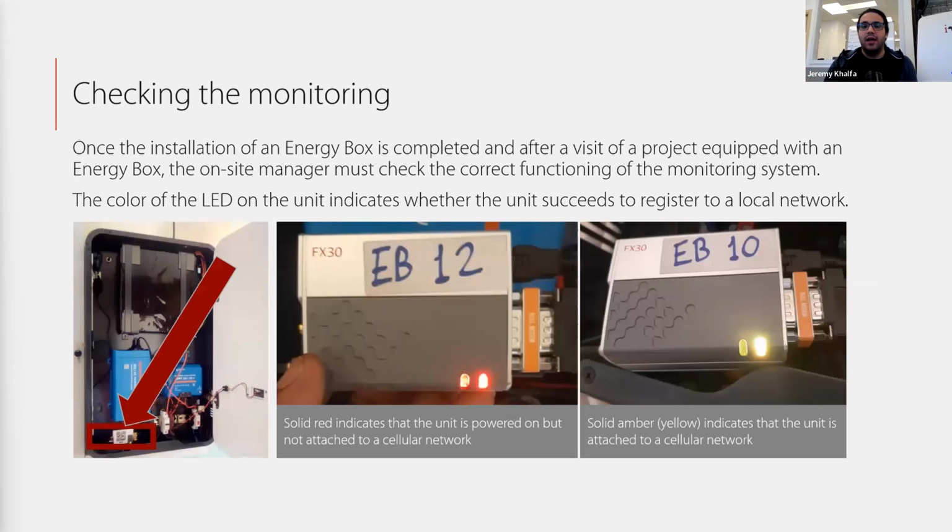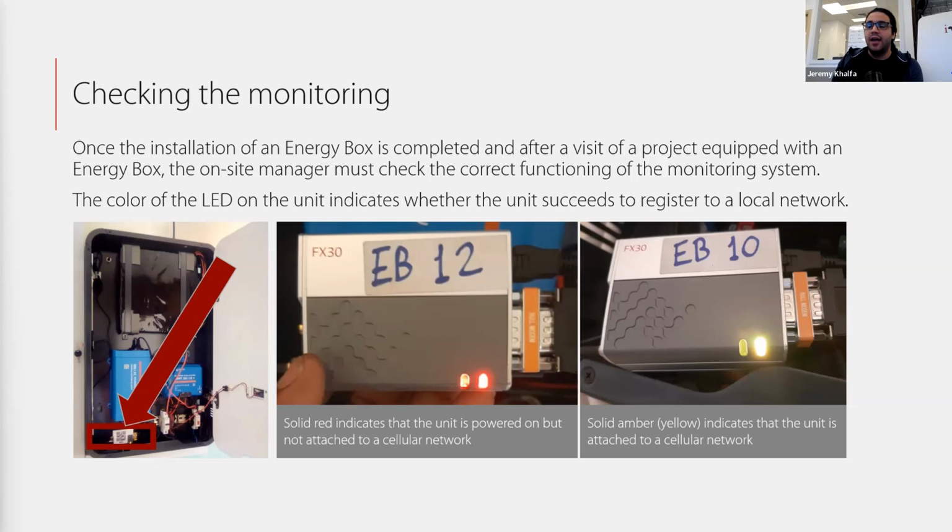Okay. So how we check the monitoring system. First, once you have an energy box, according to the version, you should see a gray modem like the one in the picture. On the new version, the modem is on the bottom left of the energy box. It should have a QR code now, or at least a number written like EB12 or EB10.